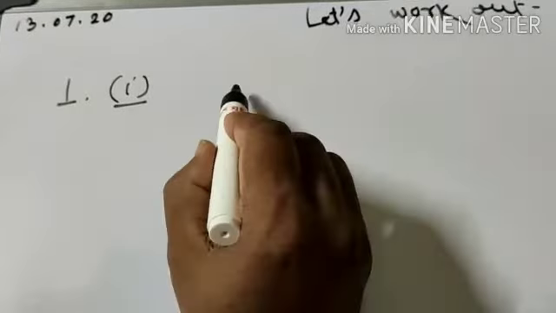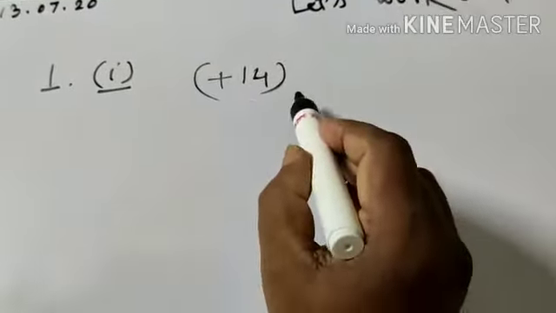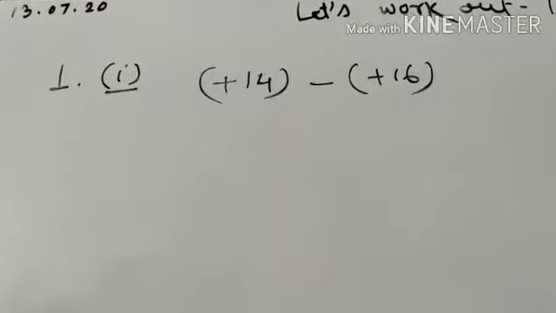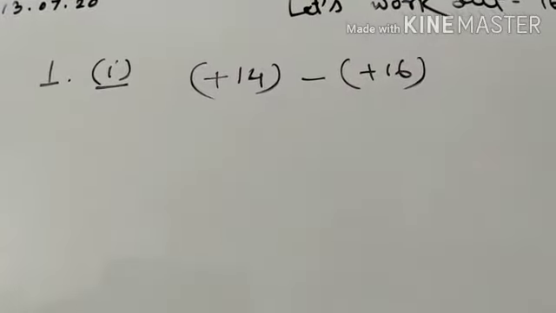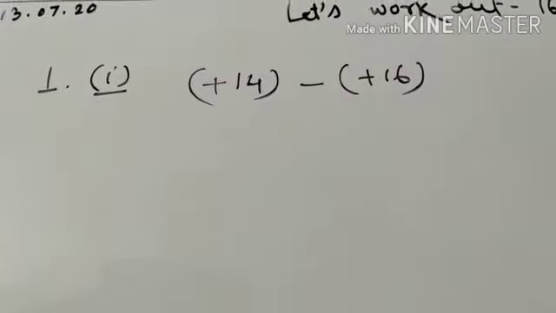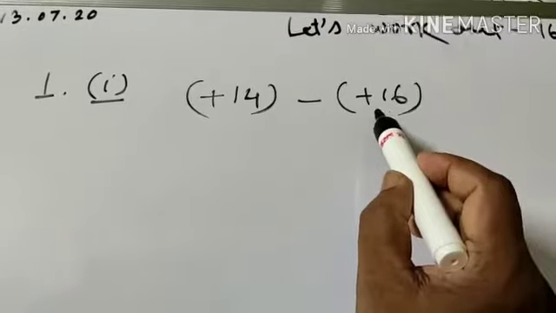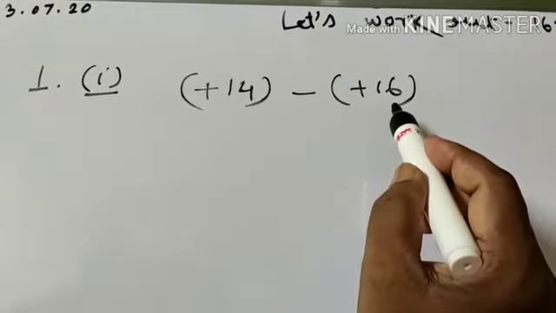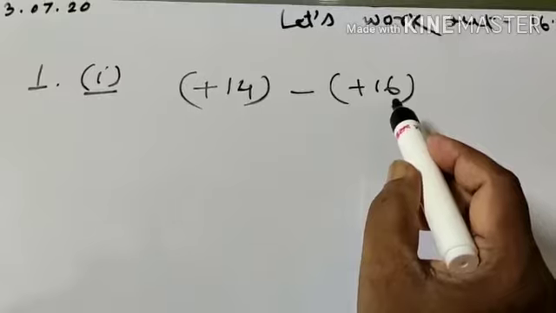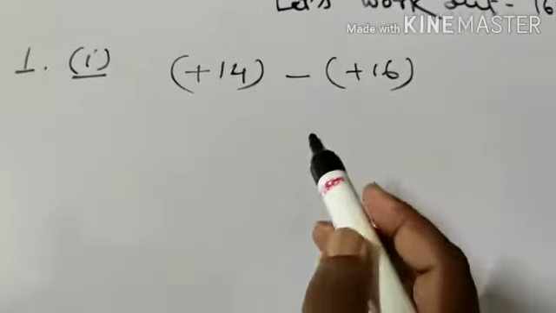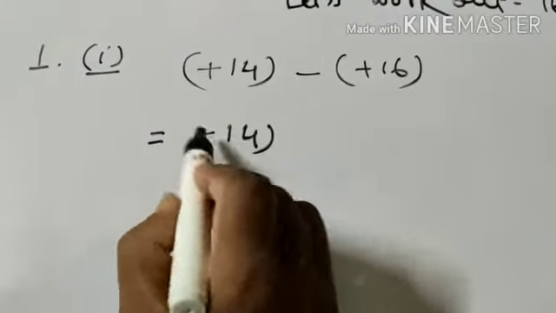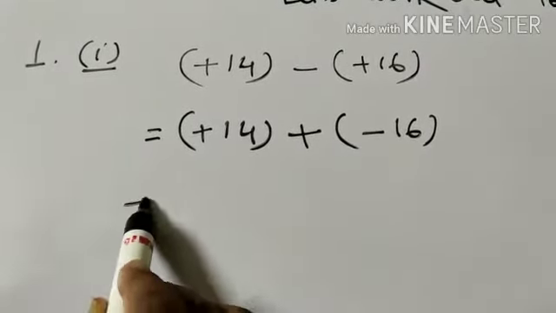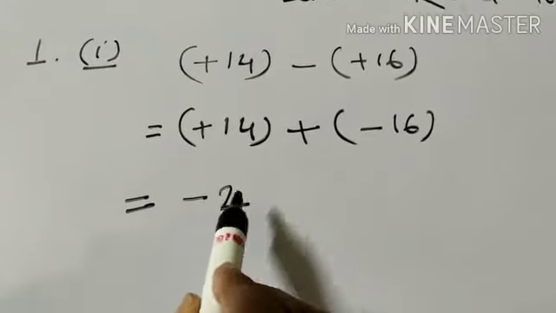Here the question is, plus 14 minus plus 16. Using the concept of opposite numbers, let's subtract. As the opposite number of plus 16 is minus 16, we add minus 16 with plus 14, that is plus 14 plus of minus 16 equals to minus 2.